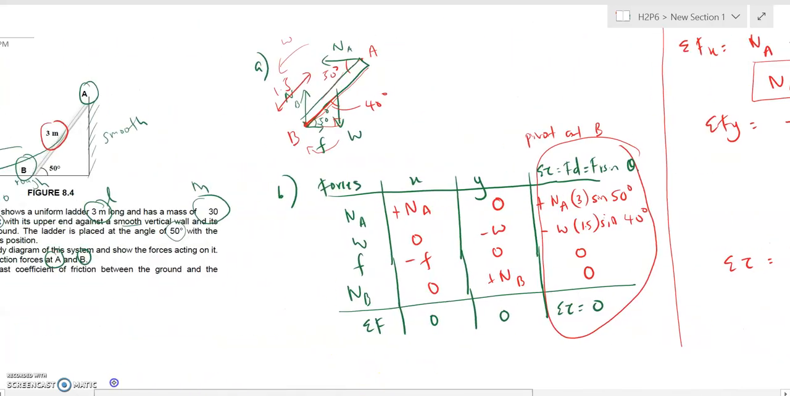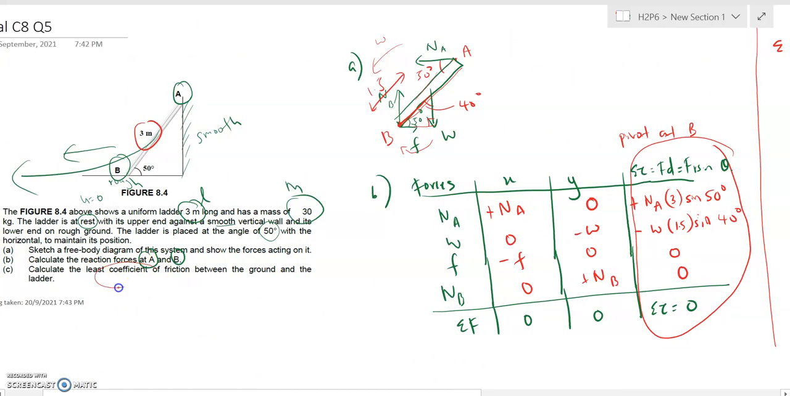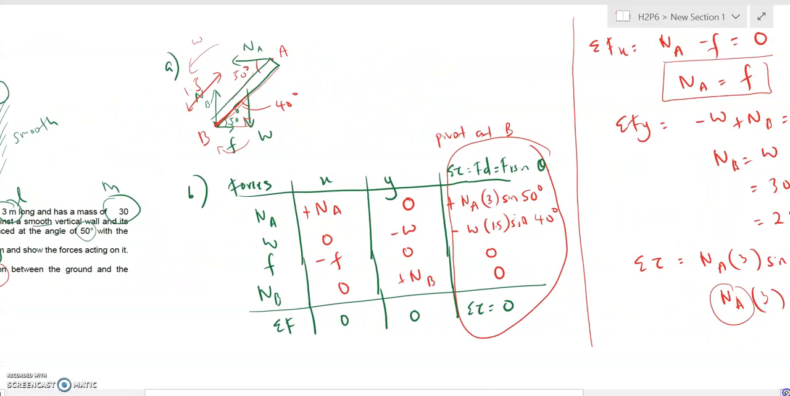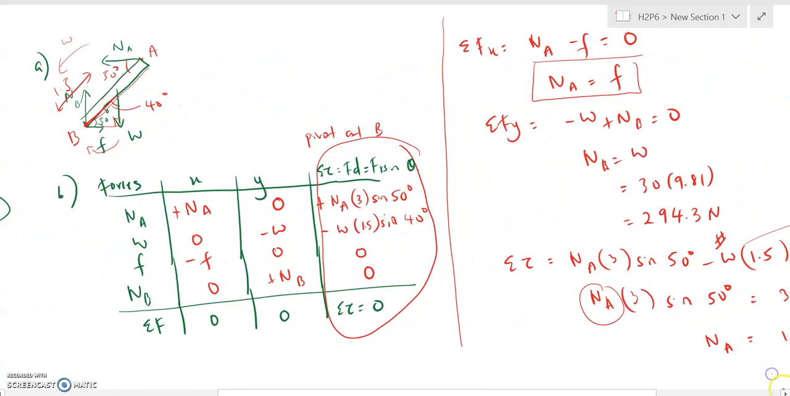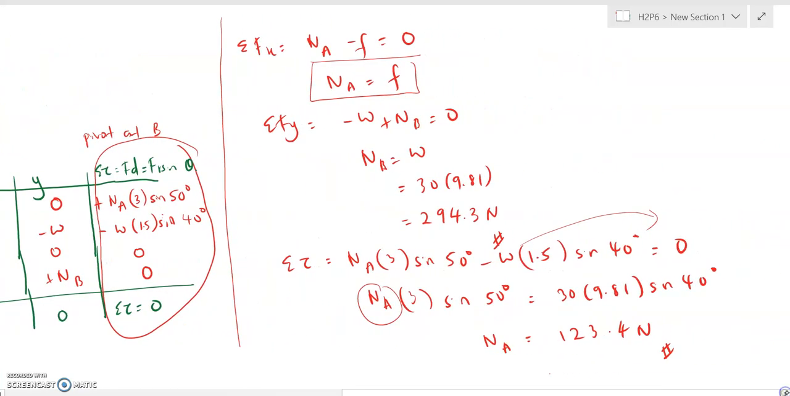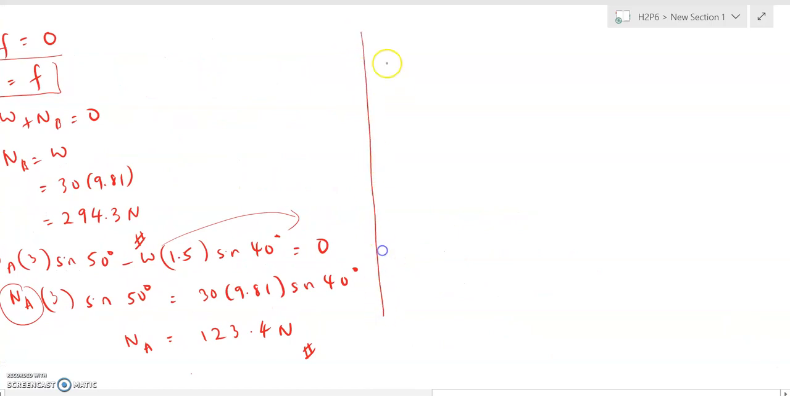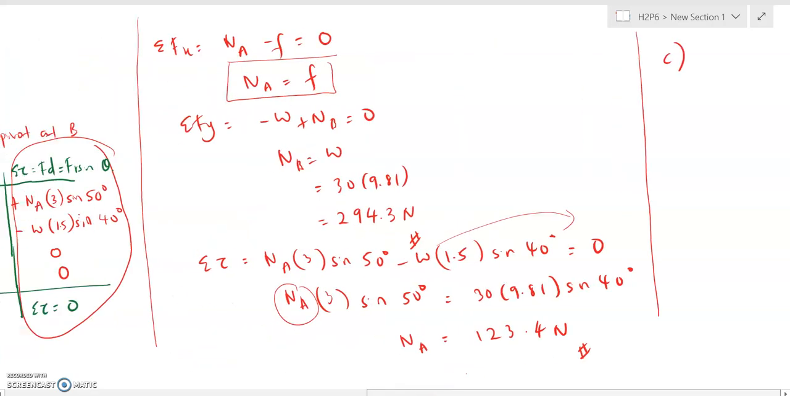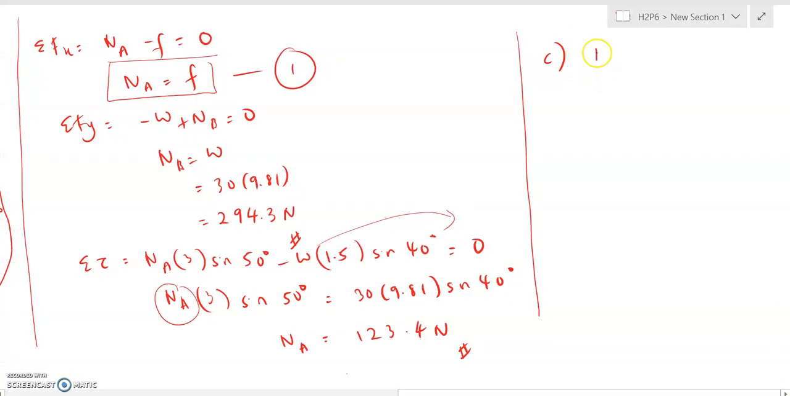Alright, so we move on to the last question, number C. They ask you to calculate the coefficient of friction, mu. So what do we know? We already have NA and NB, and we know that NA equals friction. My NA is 123.4, equals friction. Friction is mu N. What N here?